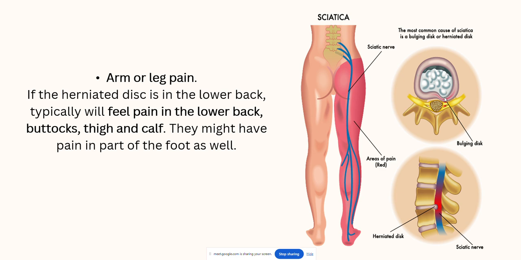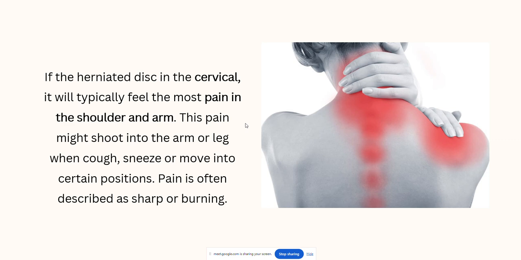So when this compresses the nerve, the patient will feel pain radiating to the lower part or other areas. If the herniated disc is in the cervical spine, the patient will typically feel the most pain in the shoulder and arm. This pain might shoot into the arm or leg when coughing, sneezing, or moving into certain positions. Pain is often described as sharp or burning.